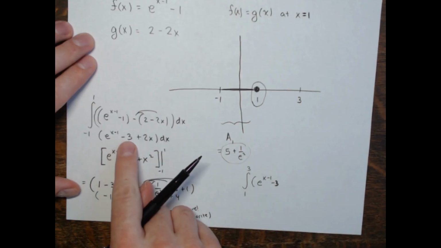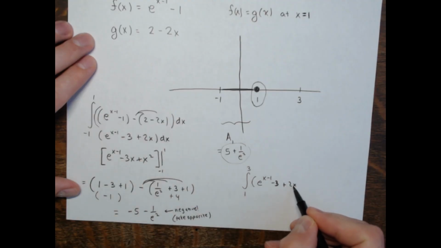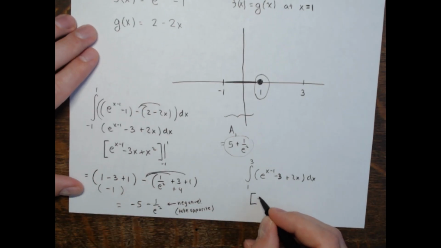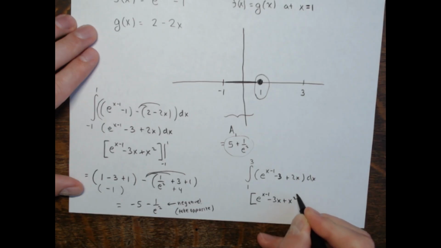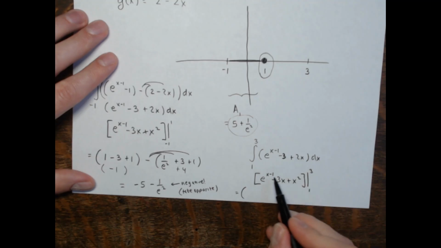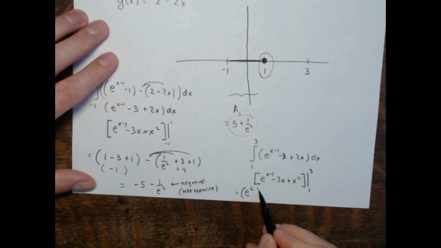And it's just this, e to the x minus 1 minus 3 plus 2x again. And it's the same antiderivative as I got earlier. So e to the x minus 1 minus 3x plus x squared. But this time we're plugging in 1 to 3. Now when I plug in 3, this would be e squared minus 9 plus 9. So it's just e squared at top.